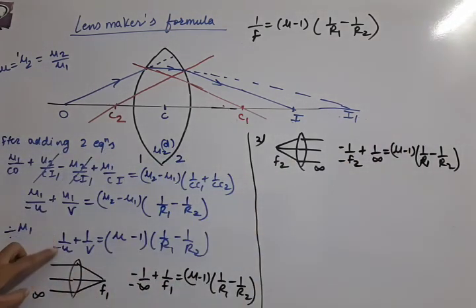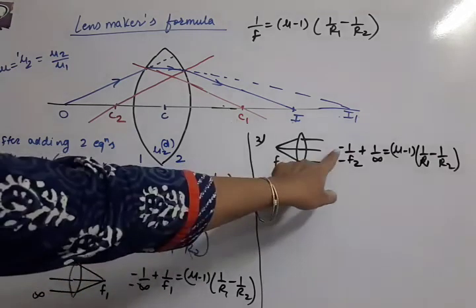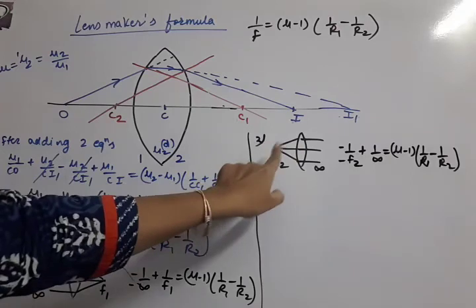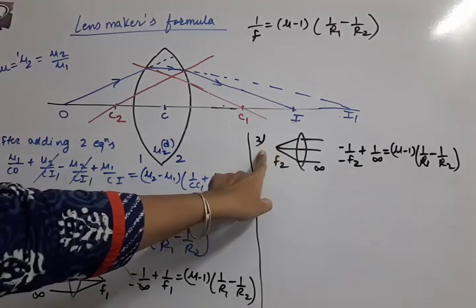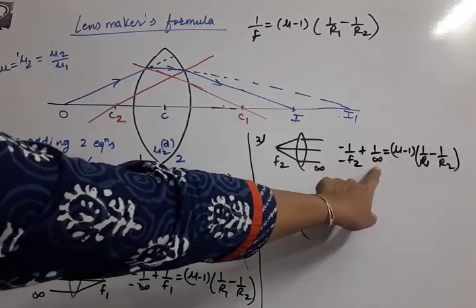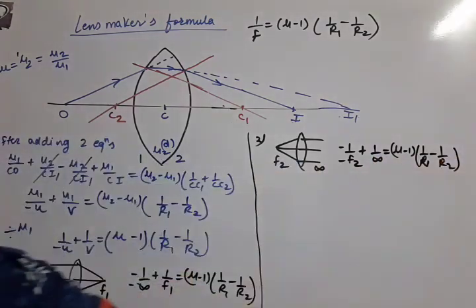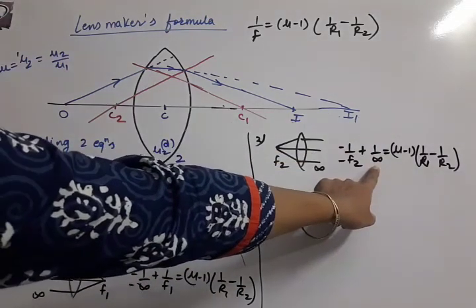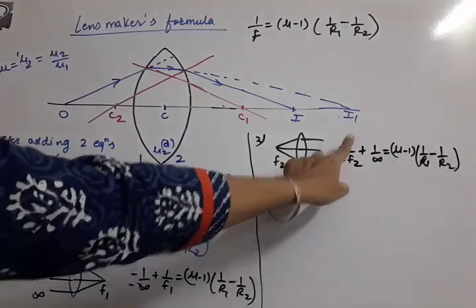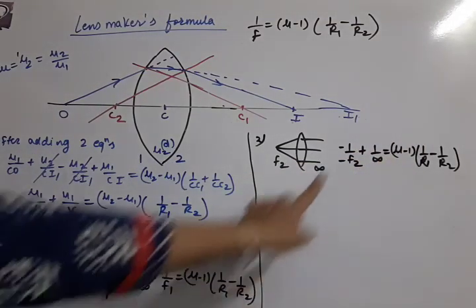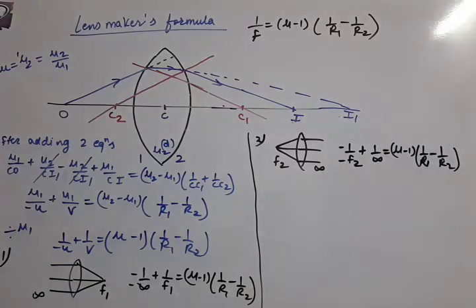So minus 1 by u. The minus sign is from the equation, and since u is on the minus side of f2, this side, u is minus f2, v is plus infinity, and the right side of the equation is the same, which is this equation. Now 1 by infinity is here also 0 and minus minus cancelled. So 1 by f2 answer obtained. So you can notice that the 1 by f1 answer and 1 by f2 answer obtained are the same. So we will write that they are equal.